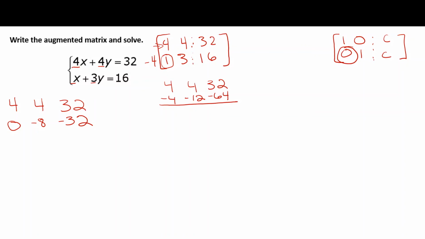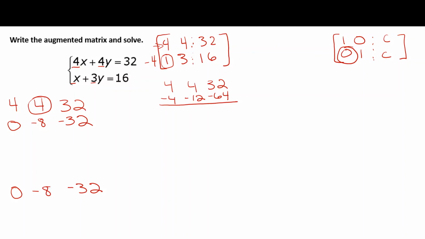All right, so now I want to keep my bottom row as it is. So I'm going to go ahead and rewrite that again to keep it as it is: negative 8, and a negative 32. And I want to change this 4. So what can I multiply both of the equations by to get a negative 8?